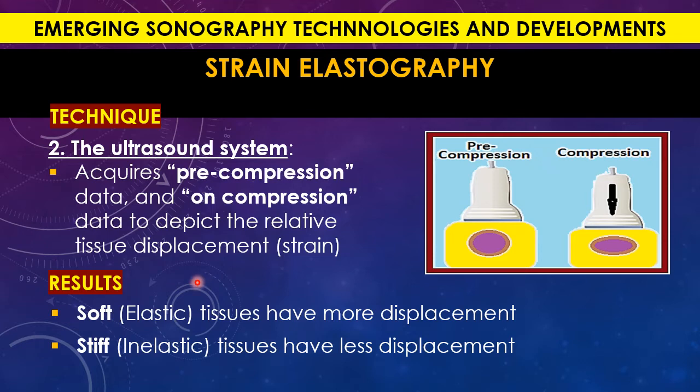Examples: if I have a soft tissue, like our muscles, thyroid, or breast tissue, all these are soft tissues, so they have more displacement. Stiff tissues, for example malignant tissues or bone, have less displacement. So according to this quality of the tissue, the machine can tell that there is more displacement or less displacement.